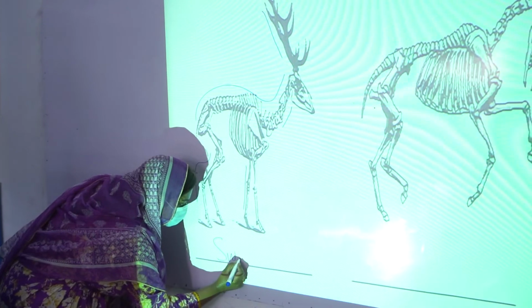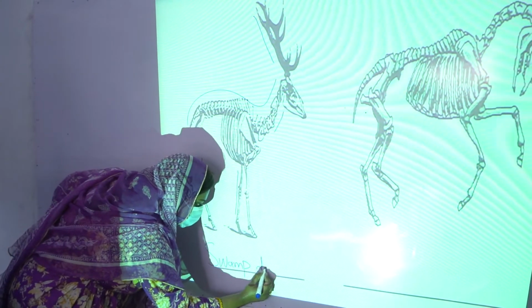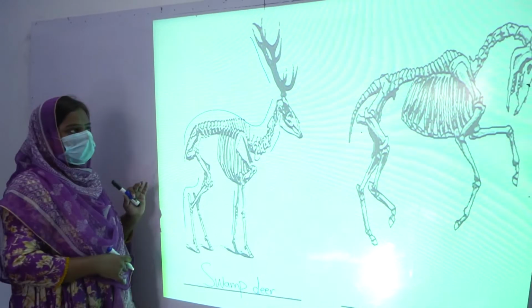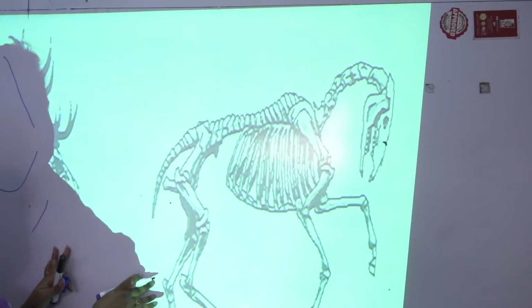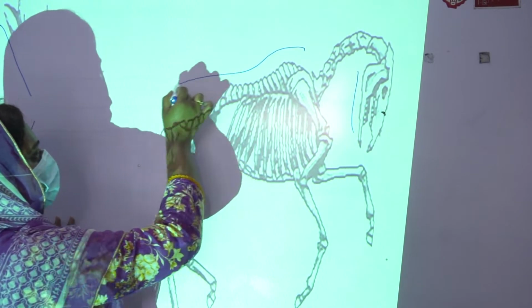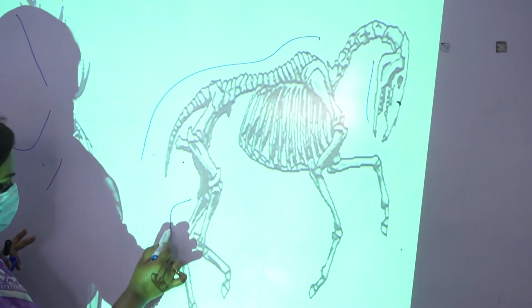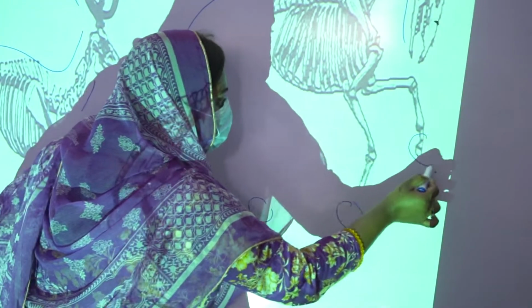Swamp deer. The next picture is a body structure of an animal that has a mouth, a body like a horse, legs, and that shows that this is the structure of the horse.